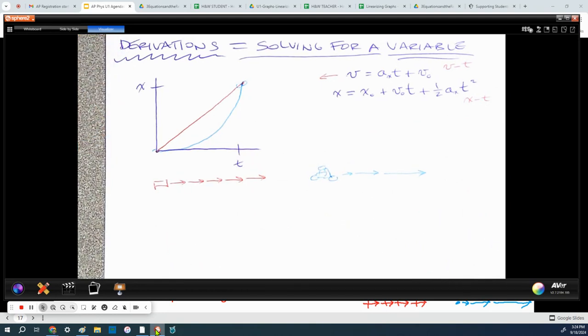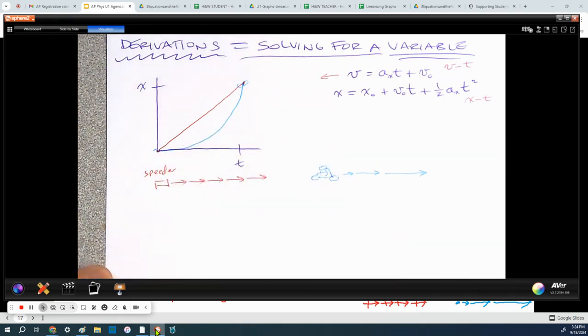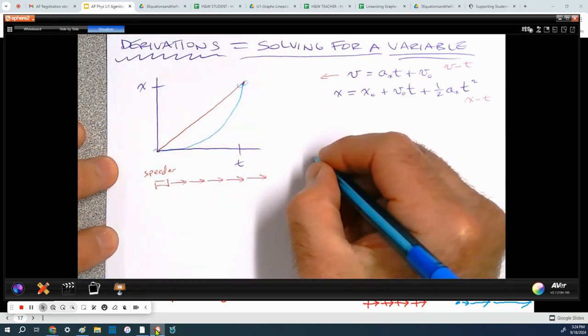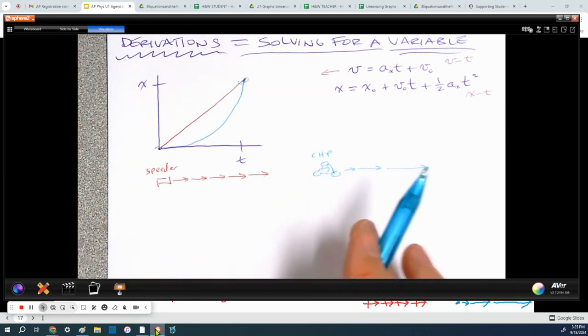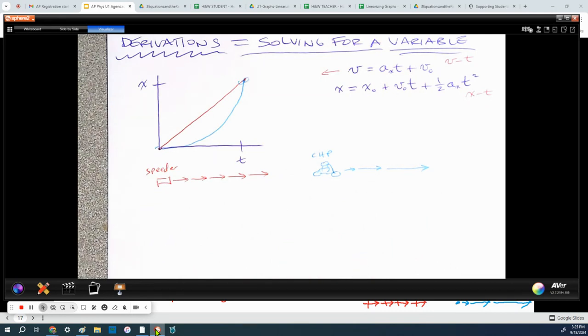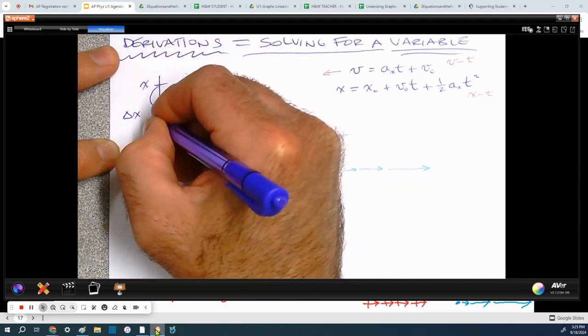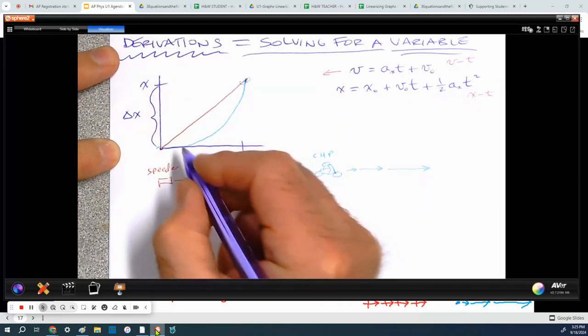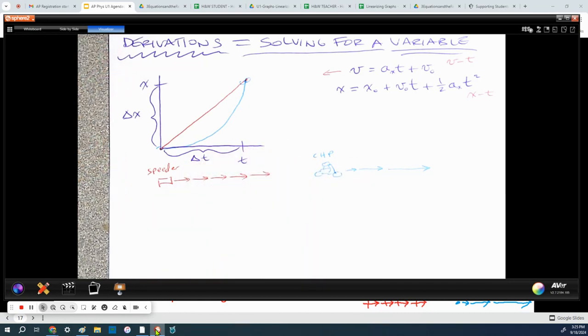One of the things in order to understand these is to find out what is the same, because I'm going to have an equation for the car, for the speeder, and a different equation for the CHP. But if I can find out what is the same between both of them, then it can give me a starting point. What is the same is the change in position, the delta x, and also the delta t. They have the same delta x and the same delta t.